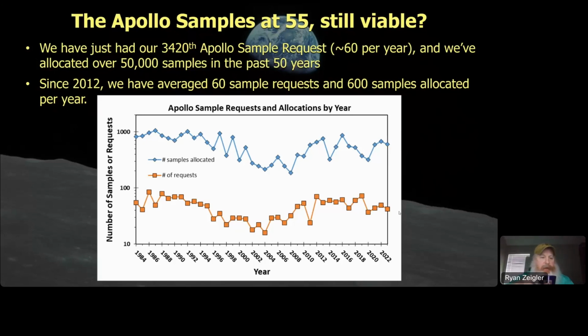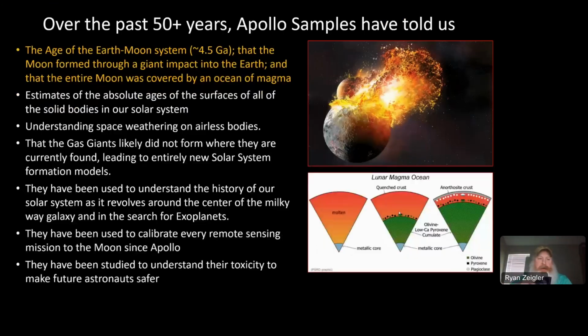I mean, we had a little bit of a downturn for the pandemic, but we are starting to creep back up towards the pre-pandemic numbers. And so lots of people are still studying the samples. And so what has been done with the Apollo samples over the last 50 years? Now, it's hard to summarize 3,400 requests and 55 years of science in one slide, but here's my take at it.